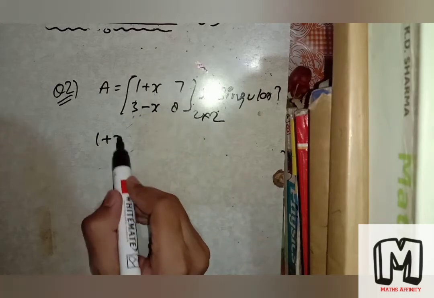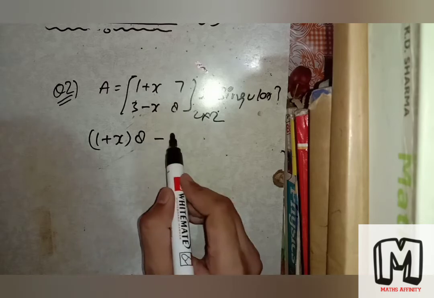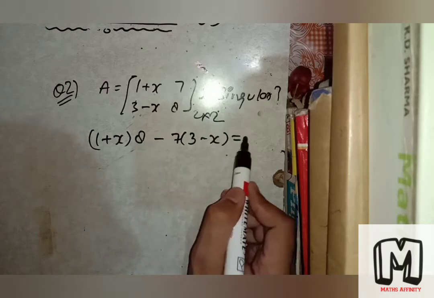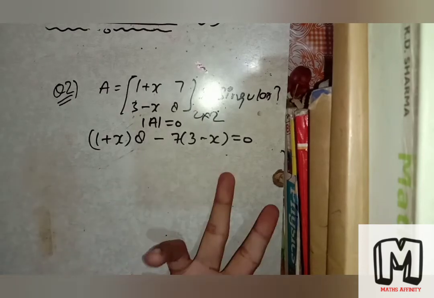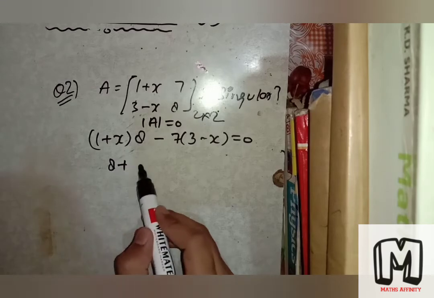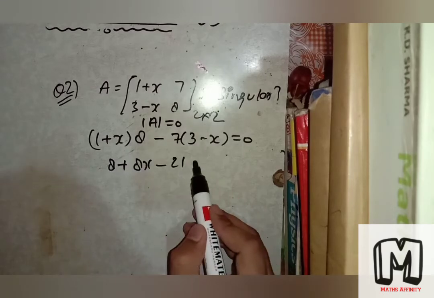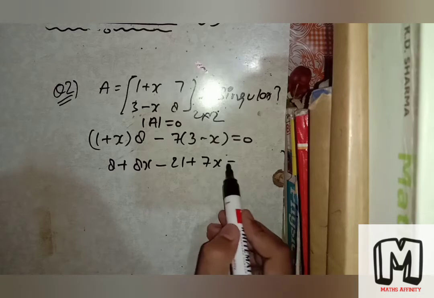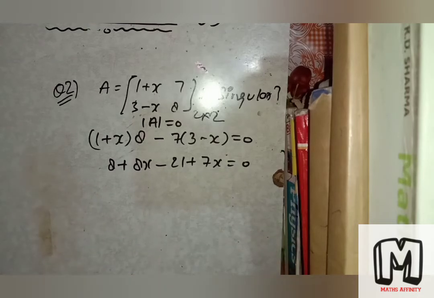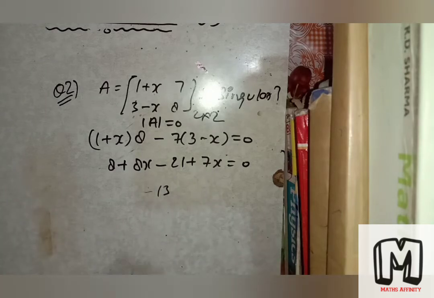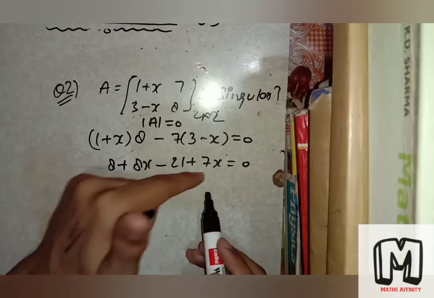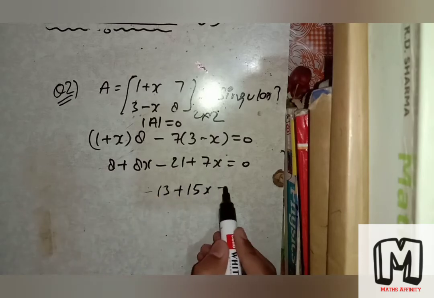So (1 plus x) into 8 minus 7 into 3 minus 6 equal to 0. How? By the condition determinant equal to 0. This is the determinant and equal to 0. So 8 plus 8x minus 7 into 3, 21, minus, plus 7x equal to 0. So 20 minus 21 minus 13, what will be? Minus 13, and this comes 8x plus 7x comes plus 15x equal to 0.